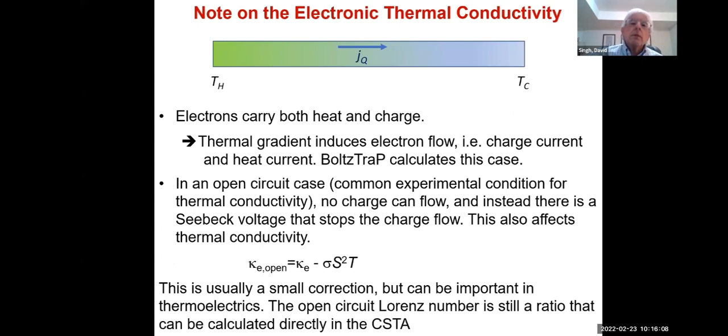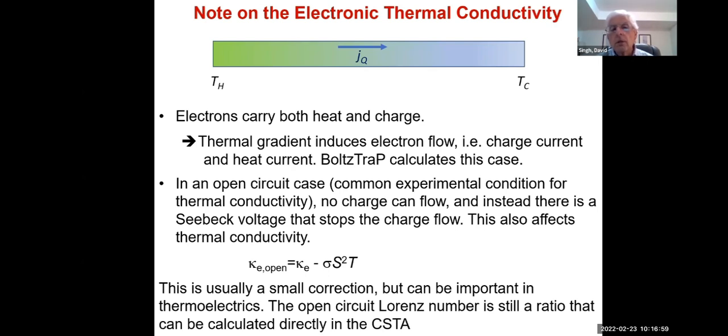And now I said I would say something about what I meant by this closed circuit thermal conductivity. What is important to keep in mind is that electrons carry both heat and charge. And so a thermal gradient induces electron flow. So if you have a material and you allow electrons to flow, if you say that my boundary condition is that there's no voltage and that there's a thermal gradient, what that means is that there'll both be an electrical current and a thermal current carried by electrons. And so there'll be both a charge current and a heat current. So BoltzTraP calculates this case. This is the case where there's no voltage. There's two different temperatures and there's no voltage difference.